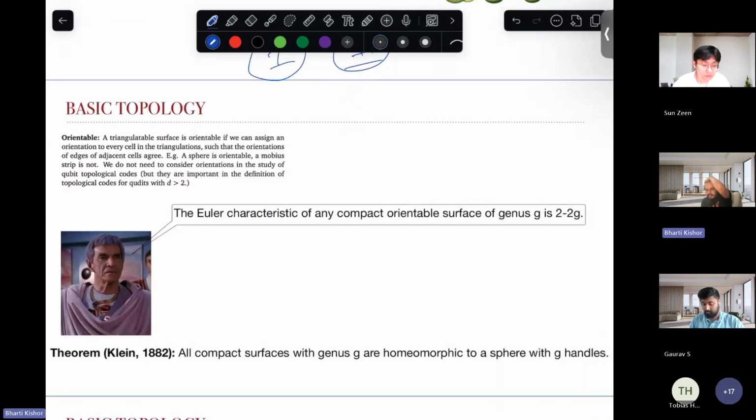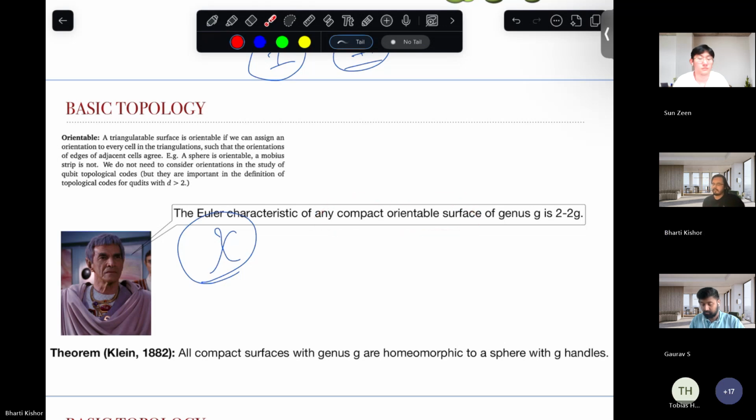So there was a very nice statement that has been proven, which says something about the Euler characteristic, the object that we were interested in calculating, for any compact orientable surface. Okay, there's a bit of jargon here. So compact means closed and bounded. That's what it means, more or less. And orientable, even if you don't understand, it's fine.